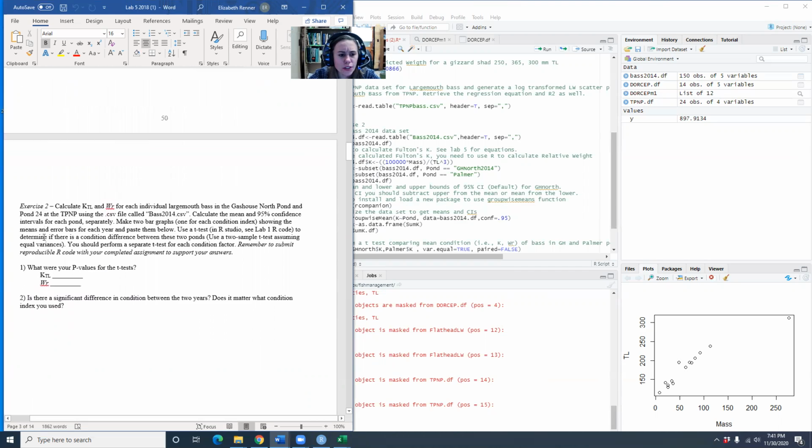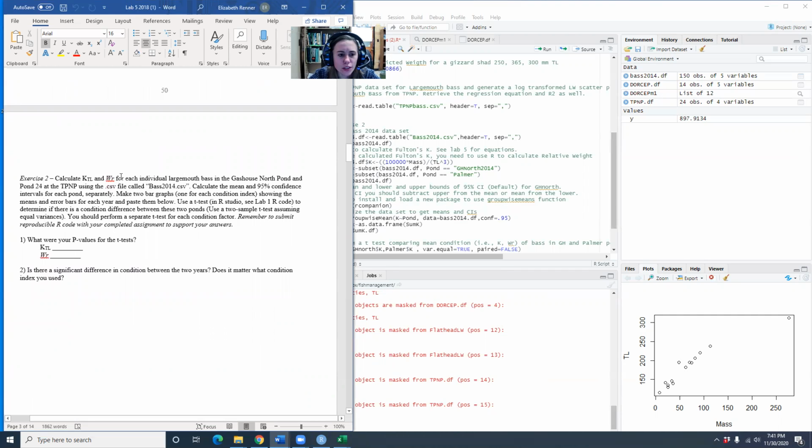Okay, so for exercise 2, calculate KTL and relative weight for each individual largemouth bass in the Gashouse North Pond and Pond 24 using the CSV called BASS 2014. You're going to calculate the mean and 95% confidence intervals for each pond separately. Then you're going to make two bar graphs, one for each condition index. So I want one for KTL and then relative weight, showing the means and the error bars for each year and paste them below. Then use a t-test in RStudio, refer back to lab 1 for that code, to determine if there's a condition difference between these two ponds.